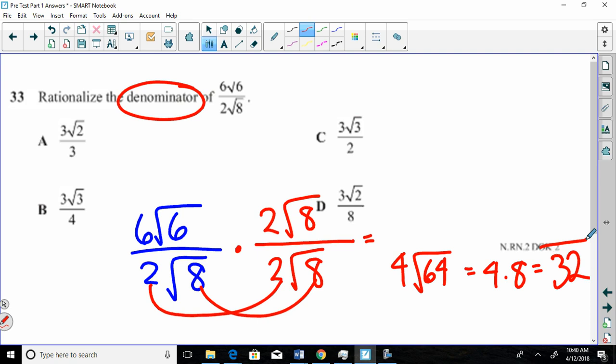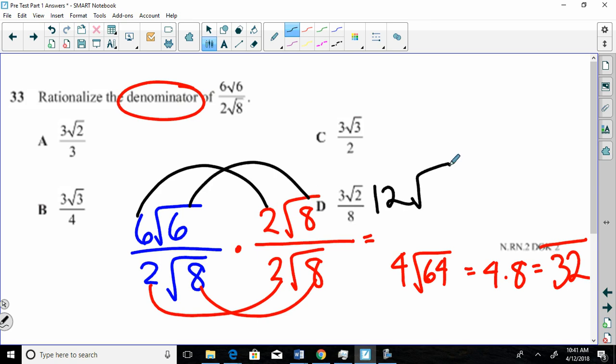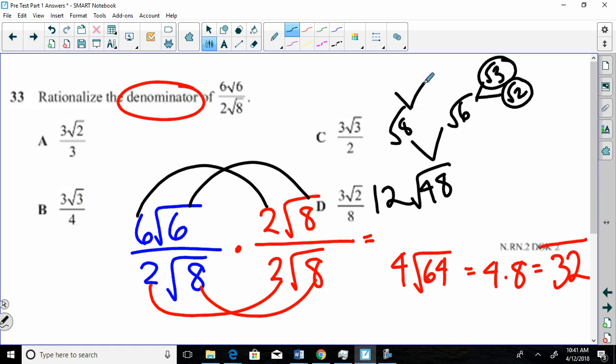I'll do that in black. What is 6 times 2? 12. And 6 times 8? 48. And then we have to reduce it. What goes into 48? We just had it right here. 6 and 8. That's why I like to simplify before I multiply, because you're just writing it over again, but it doesn't really matter. What goes into 6? 3 and 2. What goes into 8? 4 and 2. And 4? 2 and 2.